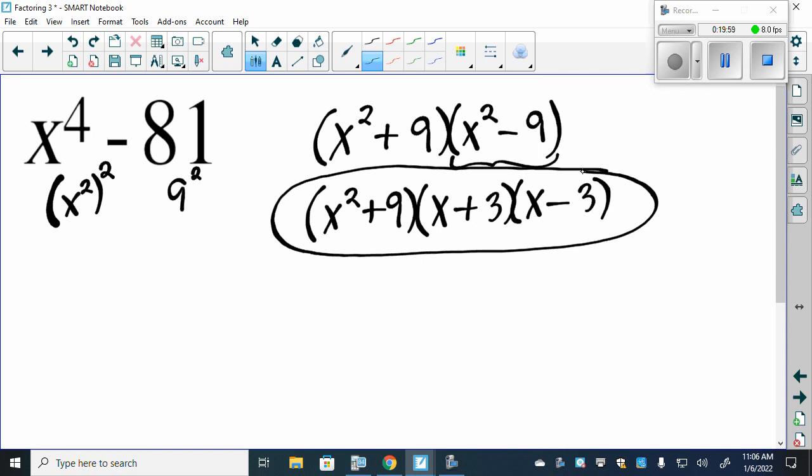So if, on a standardized test, especially if they gave you this problem here, x to the fourth minus 81, factor it completely, they might be a little mean and put this here as one of the answer choices. But because they said factored completely, it would not be correct because we would still have to factor the x squared minus 9 down one step further because it's not factored completely. Questions on this here?